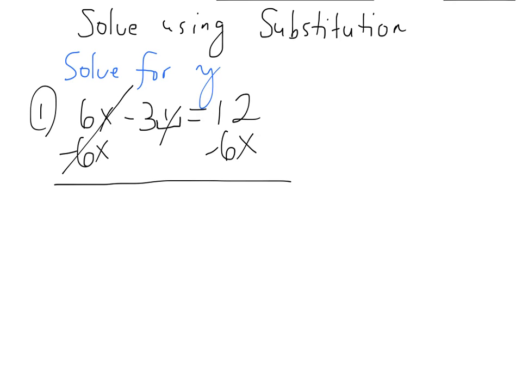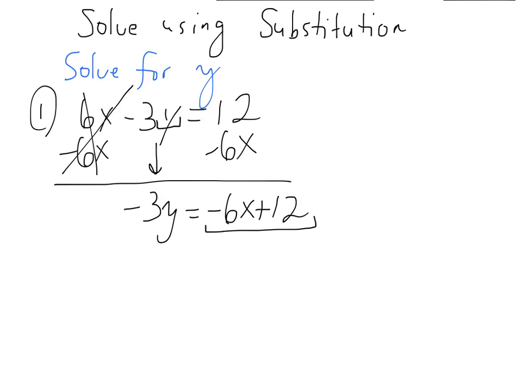6x take away 6x is 0. We'll bring down our negative 3y equals negative 6x plus 12. Now notice, 12 and 6x are not like terms. We cannot combine these to make either 6x or 18x. We have to simply leave it negative 6x plus 12.